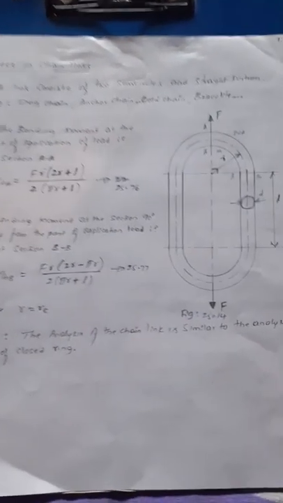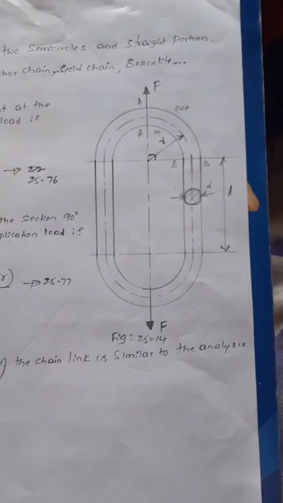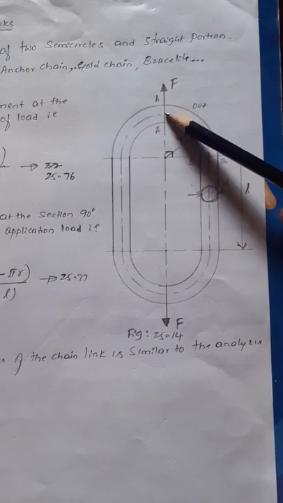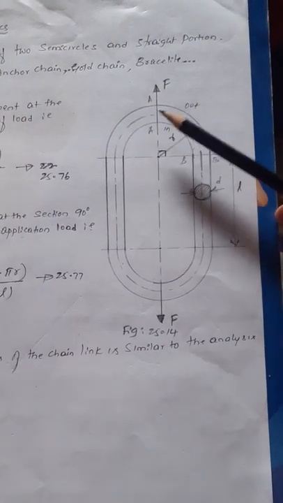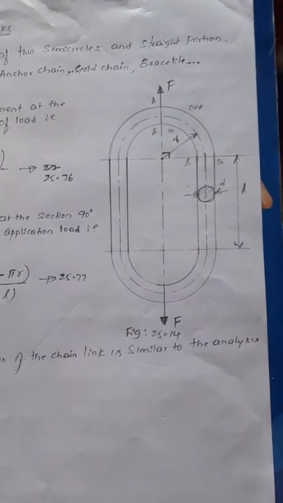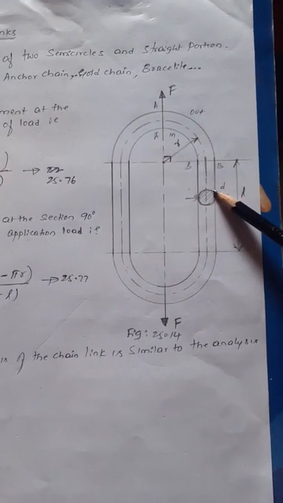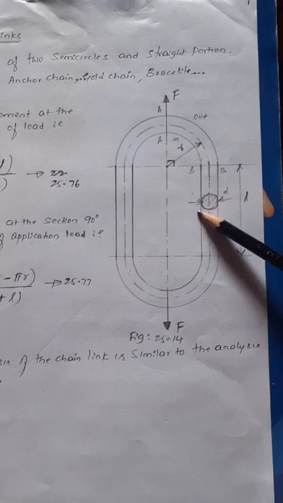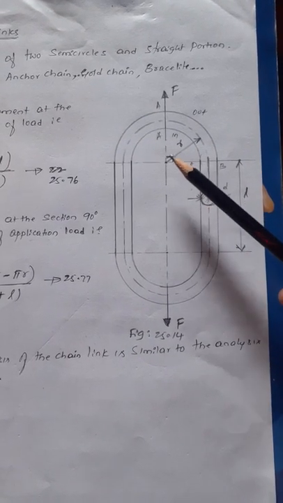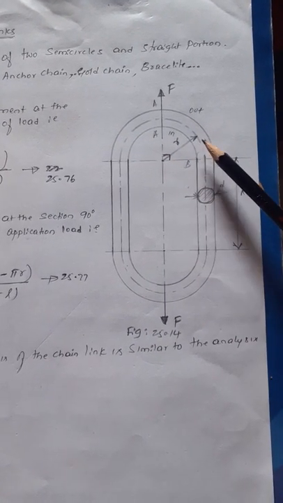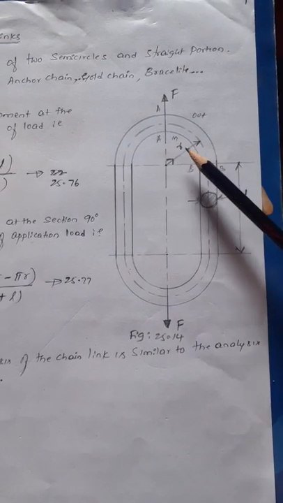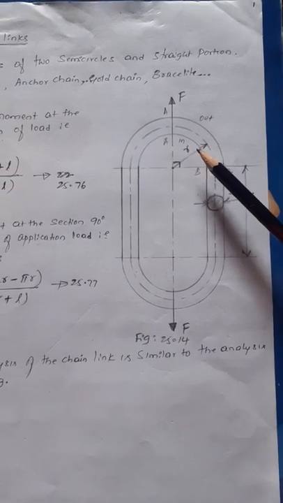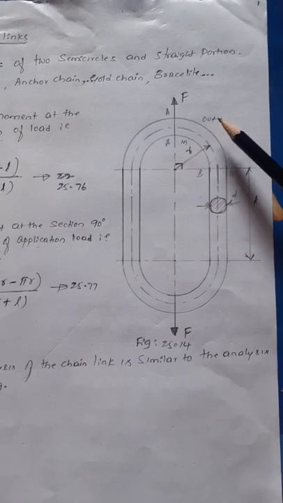Now consider the chain link, subject to an external tensile force F. Usually the chain link has a circular cross section, and the radius from the center of curvature is R, also called the center of curvature, or simply R. This is the inner fiber, and this is the outer fiber.